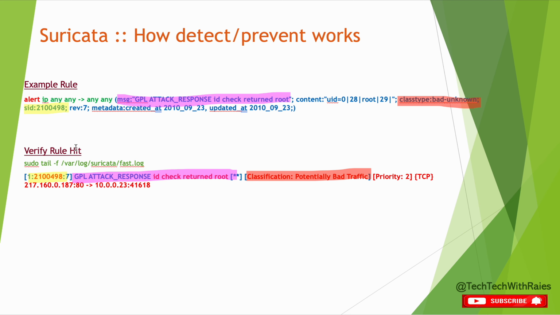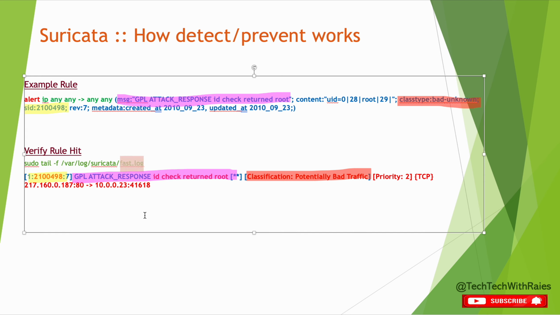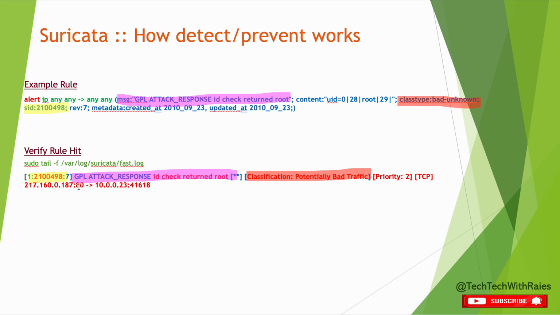So at a very high level, whenever this particular rule is hit, there are several log files. One of the very important log files is fast.log, the Suricata fast.log. In this log file an entry will be logged, and an alert will also be generated to the system. So this is how the IDS IPS system works completely, and this is how detection and prevention works for Suricata.